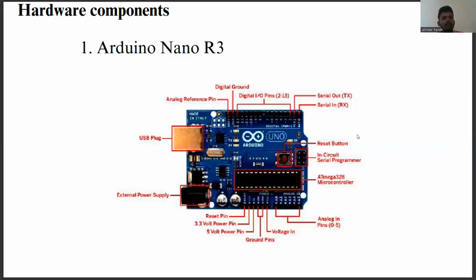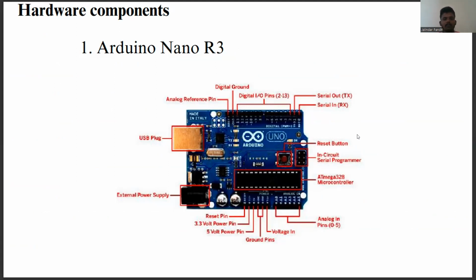Hardware components. First of all, I will explain the Arduino Uno R3. The Arduino Uno R3 is a small, compact microcontroller board designed for DIY projects and prototyping. It is based on the Atmega 328 microcontroller, and it is similar to the Arduino Uno, but with a smaller form factor.